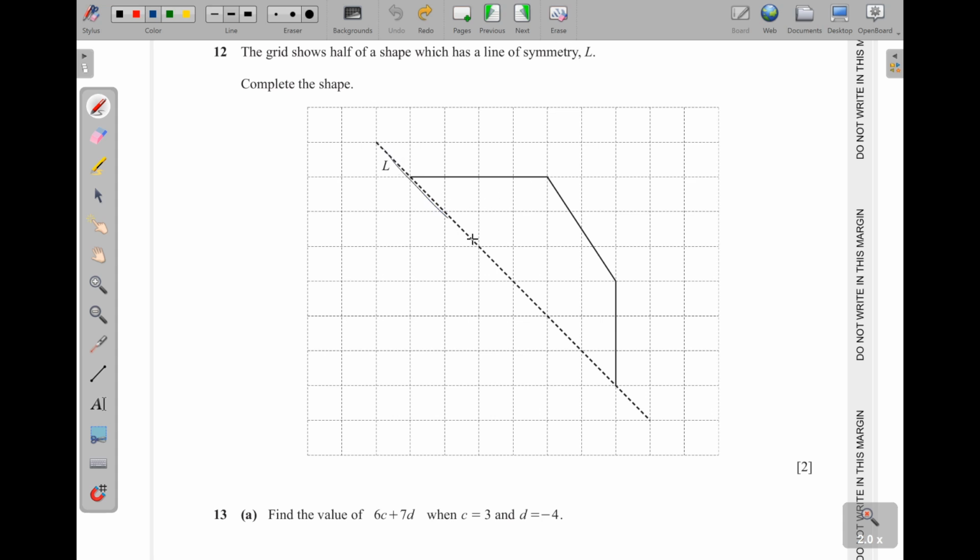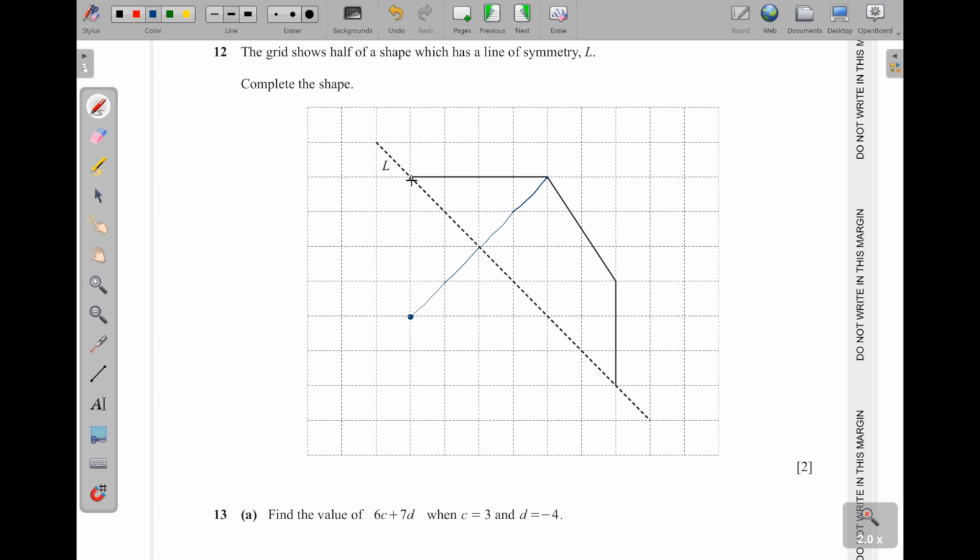So since this line is passing through the diagonals of these boxes, that means also the line which is perpendicular to this middle line has to pass through the diagonals. So we are going to use those lines that are passing through the diagonals. Now, let us come to this one here. So this is 1, 2. Then we shall move 1, 2. So we shall have our point here.